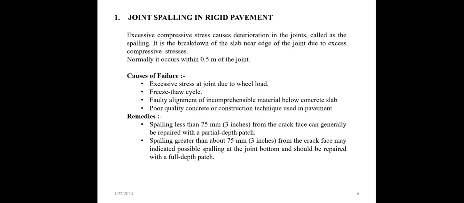Joint spalling in rigid pavement. Excess compressive stress can cause deterioration in the joint, called spalling. It is the breakdown of the slab near the edge of the joint due to excess compressive stress. Normally it occurs within 0.5 meter of the joint. Causes of failure: excessive stress at the joint due to wheel load, freeze-thaw cycle, misalignment, incompressible material below the slab, and poor quality control of the construction technique used in the pavement.